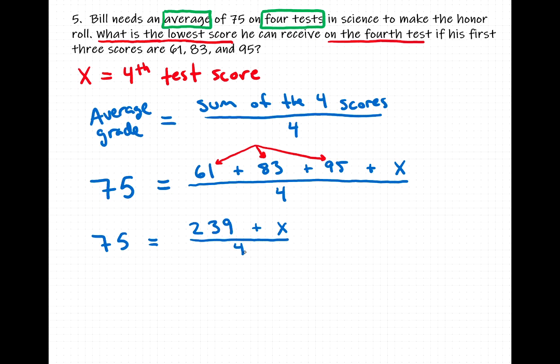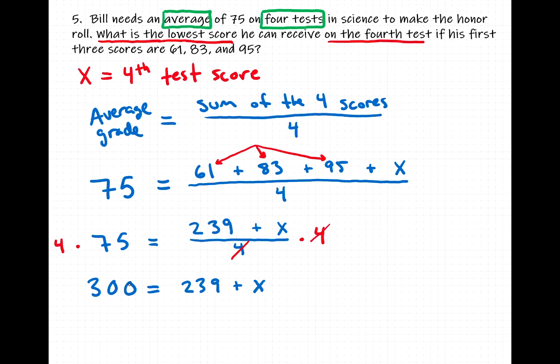All right, so now solve for x. Now we have a 239 and a 4 on the right-hand side. So we could get rid of the divide by 4 by multiplying by 4. And whatever we do to one side, we have to do to the other. On the right-hand side, the times 4 and the divide by 4 cancel. So we have 239 plus x. We've eliminated the denominator. And on the left, we have 4 times 75, which gives us 300.